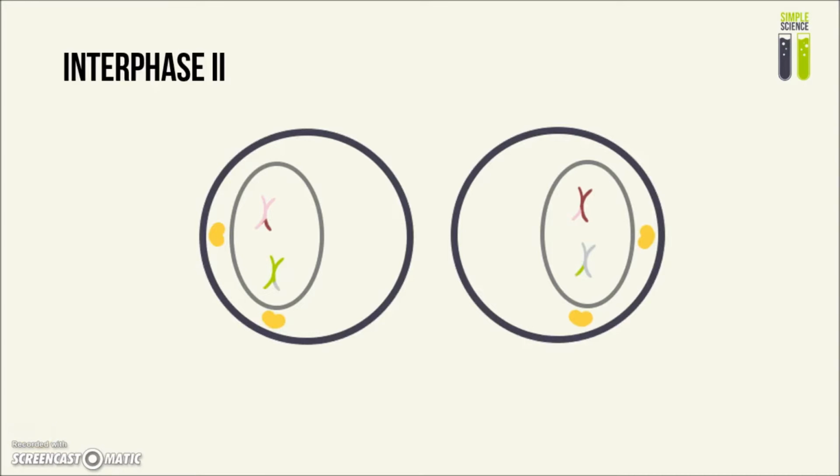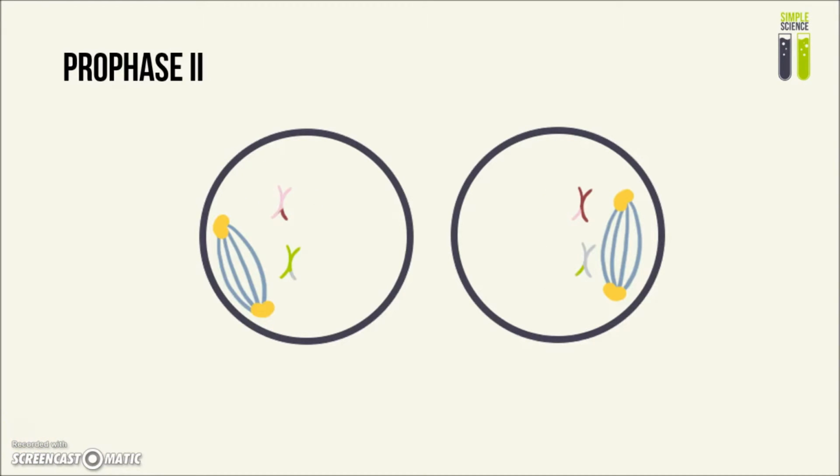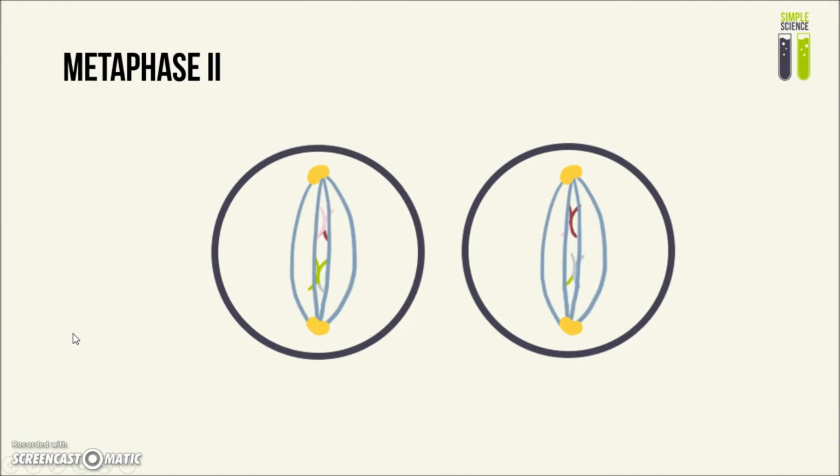Meiosis 2 then begins when interphase 2 begins, and it is notable that in this phase, the DNA is not replicated, unlike in interphase 1. Next, we have prophase 2, which is very similar to that of mitosis. The chromatin loops basically condense, the nuclear membranes disappear, and the spindle fibers begin to form.